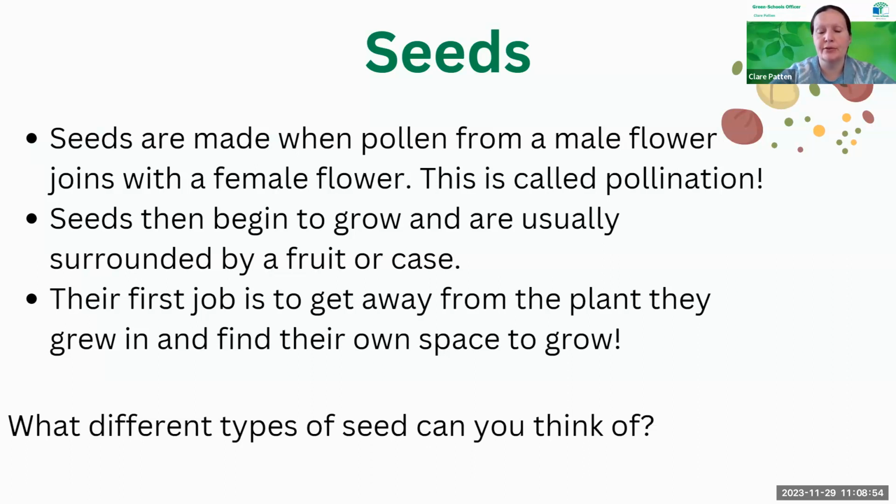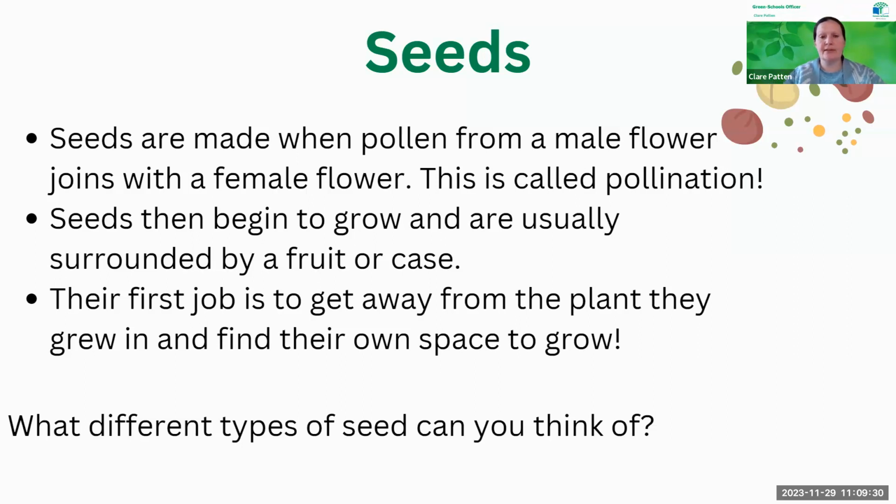In other countries around the world, there are other animals that do it, like small birds such as hummingbirds. In some countries, there are even bats that are responsible for pollination. But like I said, we rely especially on bumblebees here in Ireland. Once the seed begins to grow in a flower, the next thing it has to do is get away from that plant, because it needs to find its own space to grow. For it to move away from the plant, it needs a bit of help.